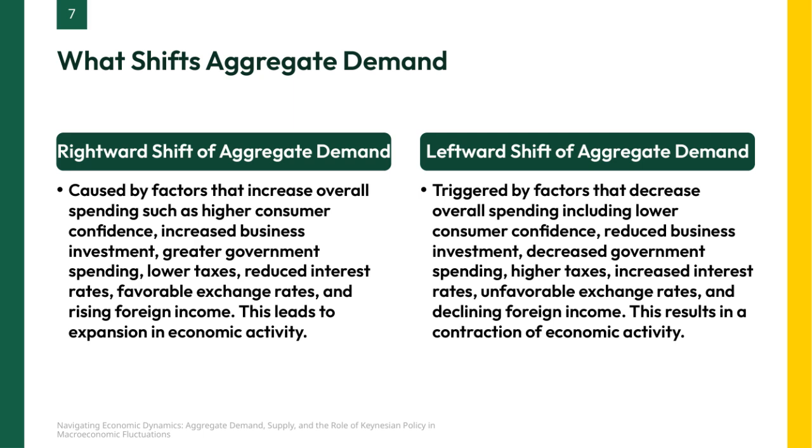Higher taxes and increased interest rates make it more expensive to borrow and spend, while unfavorable exchange rates and declining foreign income reduce demand for goods and services from abroad. Additionally, cutbacks in government spending contribute to this contraction. As a result, economic activity slows down. Understanding these shifts helps explain how different economic policies and external conditions impact overall demand in the economy.